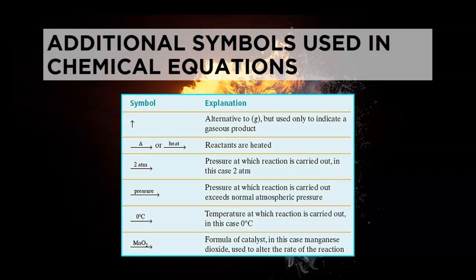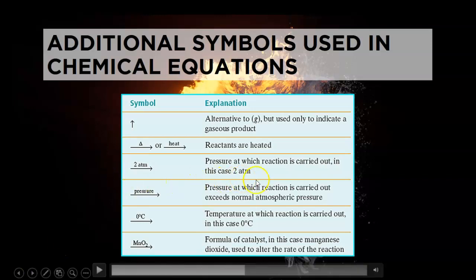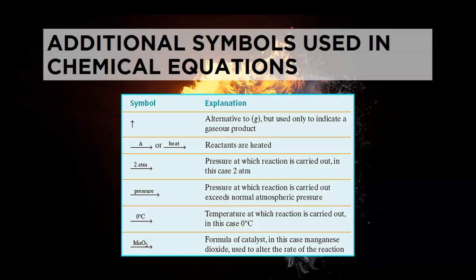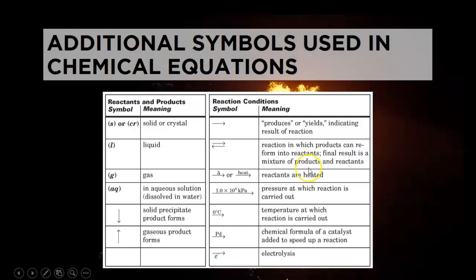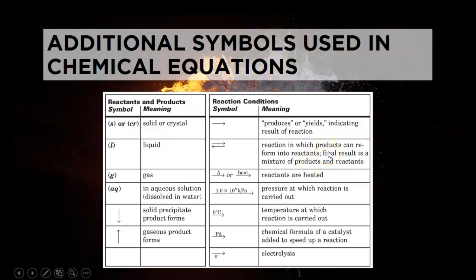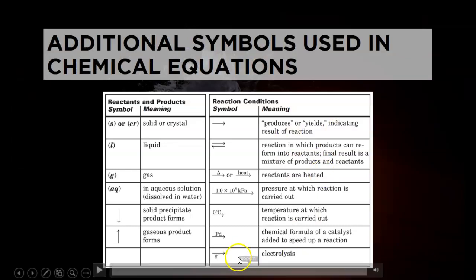I can also note what pressure, or if I had to increase the pressure to get that reaction going, same with temperature. And then finally, sometimes we use a catalyst to make the reaction go faster. For instance, manganese dioxide. It's this really black substance that gets all over the place, but we do use it in one of the labs. It will help actually speed up the reaction, and we can indicate that by writing it over the arrow. Again, that's a catalyst. And then E for electrolysis.